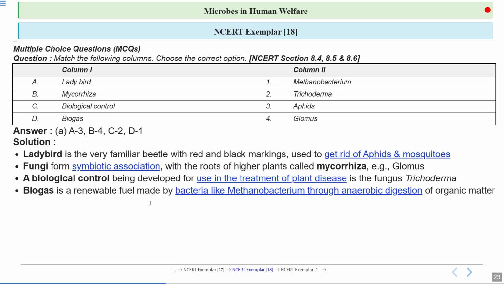Then last one, biogas, we know, is a renewable fuel made by bacteria like Methanobacterium through anaerobic digestion of the organic matter. Major component of biogas is methane. So that's why D should be 1. Methanobacterium is a methanogen. It can produce methane by anaerobic digestion of the organic matter.